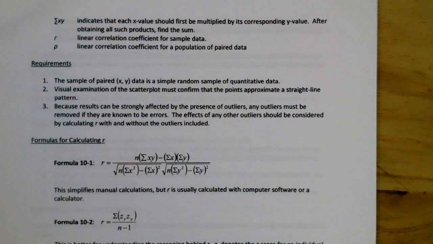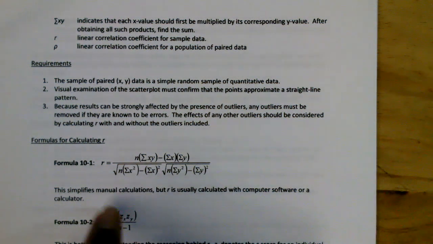Okay, and number 3, because results can be strongly affected by the presence of outliers, any outliers must be removed if they are known to be errors. The effects of any other outliers should be considered by calculating r with and without outliers included.